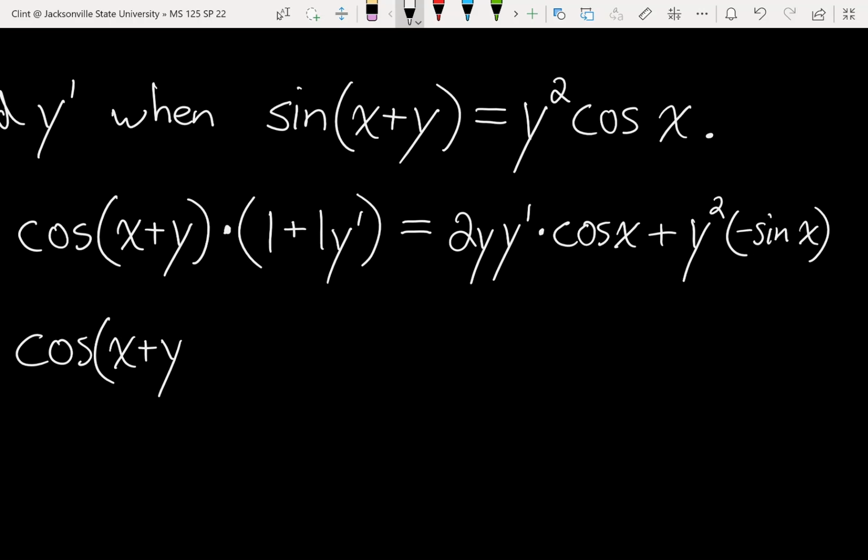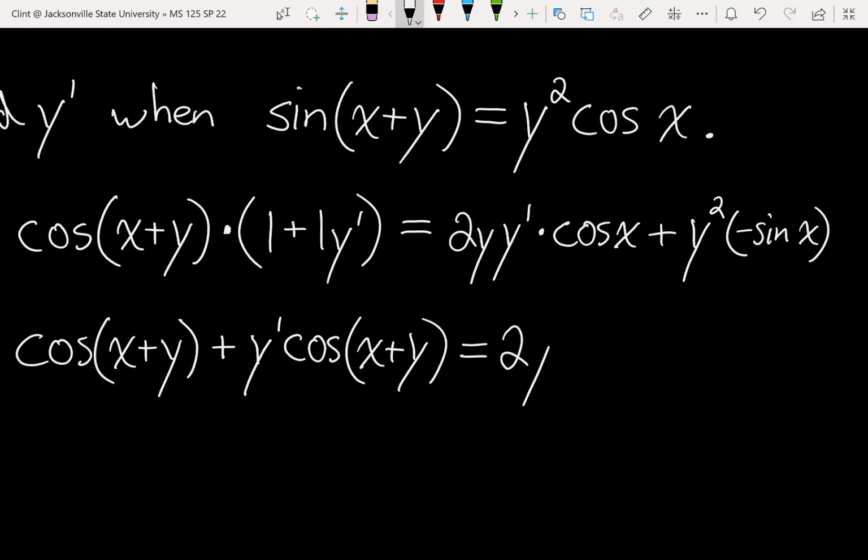cosine x plus y times 1 is just cosine x plus y, and then plus we've got a y prime, so y prime cosine x plus y. I'm doing that because I know I'm going to want to get the y primes on one side by themselves. So then on the right side, just to clean it up a little bit, that's 2y y prime cosine x minus y squared sine x.